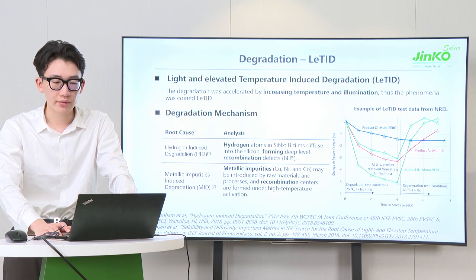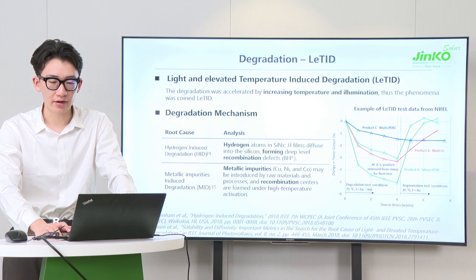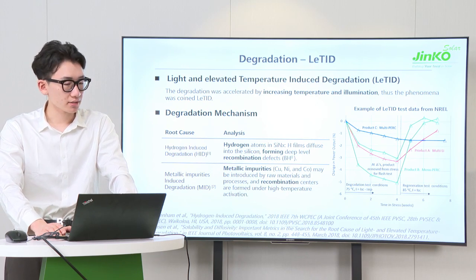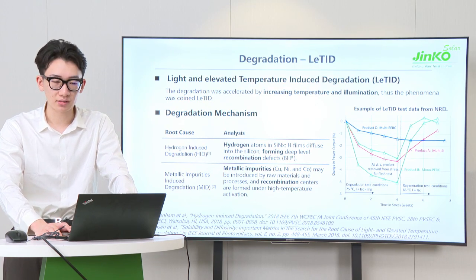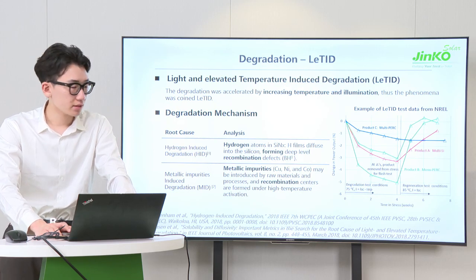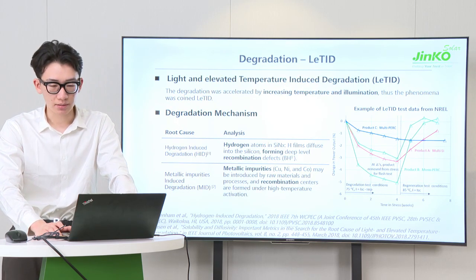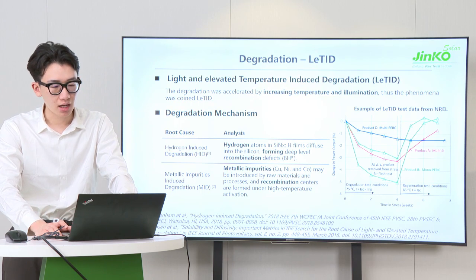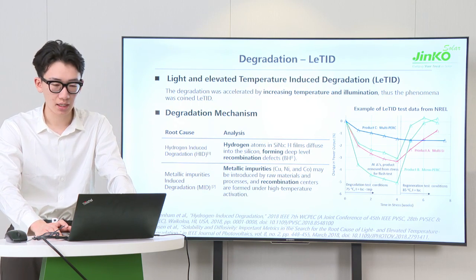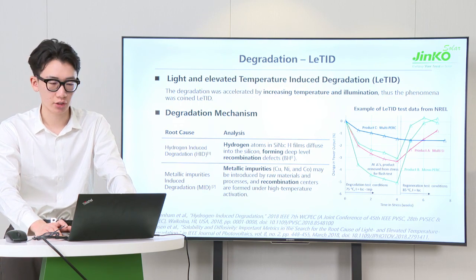There is no mature theory about the degradation mechanism of LeTID. Different scholars have different views about the mechanism. At present, there are two root causes supported by theory and data: hydrogen or metallic impurities induced degradation.